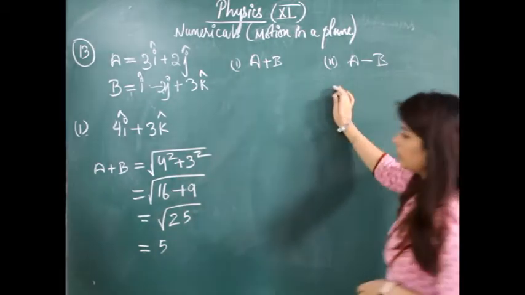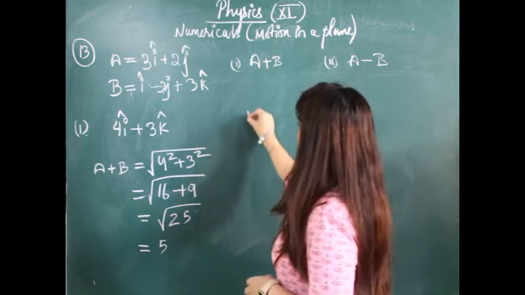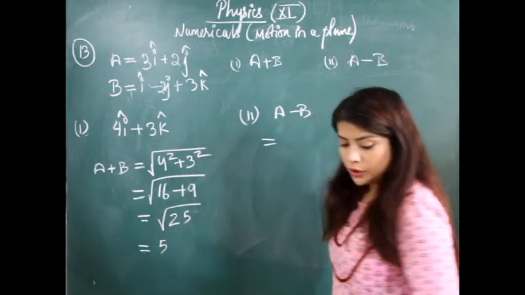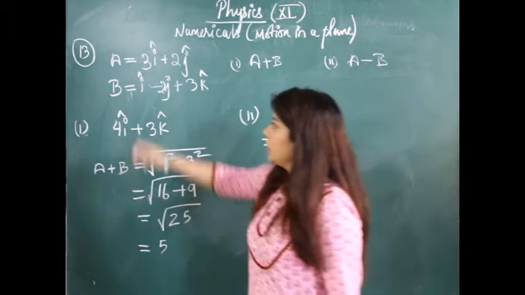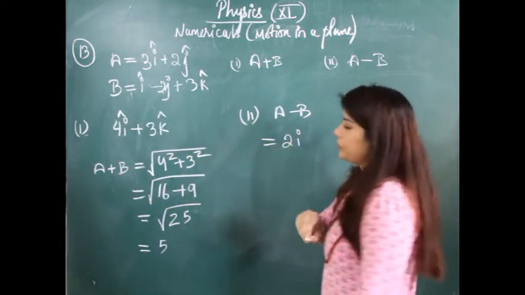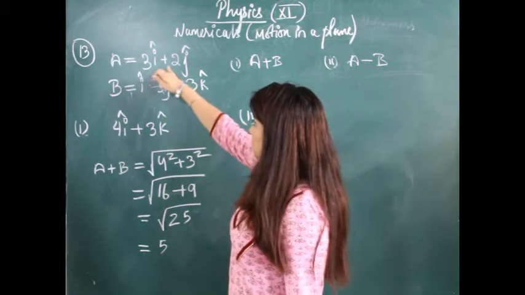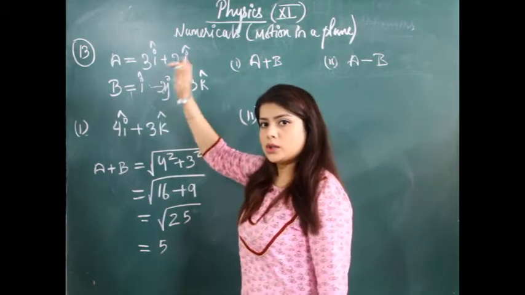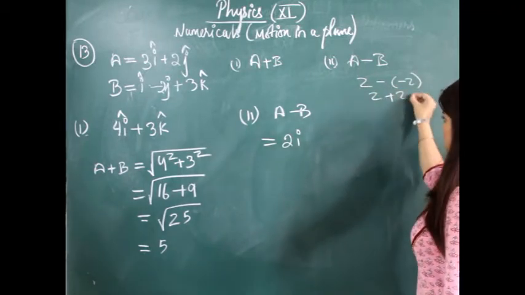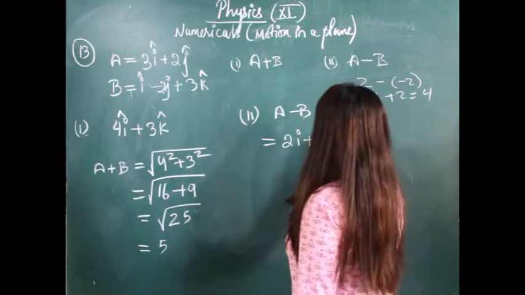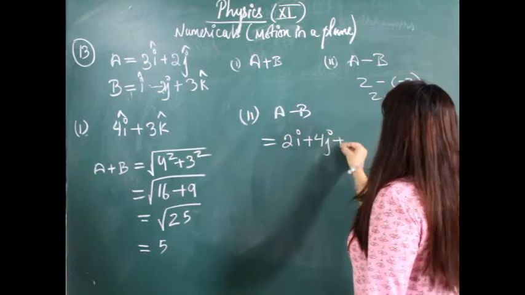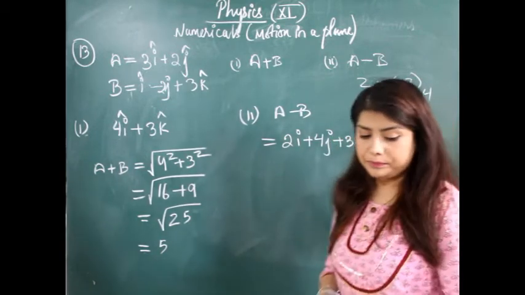Now, the second part, A minus B. Now we need to subtract the vectors. 3 minus 1 will be 2i. Then 2 minus minus 2 is 2 plus 2, which is 4, so it will be plus 4j. And at last we have 3k.